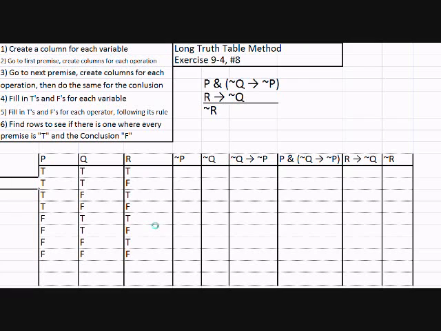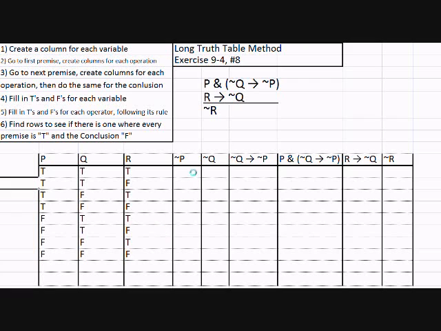If you have 2 variables, you would need 4 rows to have all the permutations. If you have 3 variables, you need 8 rows. If you have 4 variables, you need 16 rows, and so on. Now let us move into the premises.